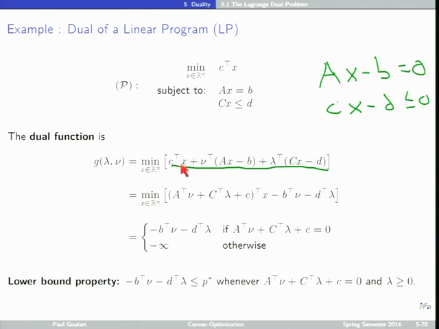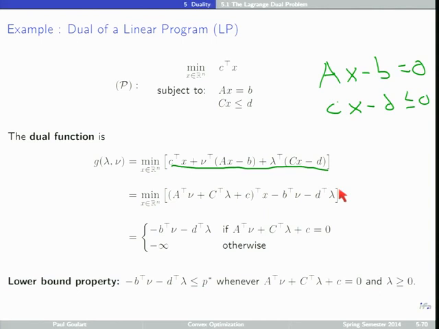Now what I do is I look in here, I want to minimize over x, but I've got a bunch of terms that don't have x. I have nu transpose times b and lambda times d. So I take these out, and I have now a function here, which is a function of x on its own. So I've tried to isolate the terms in x by themselves.